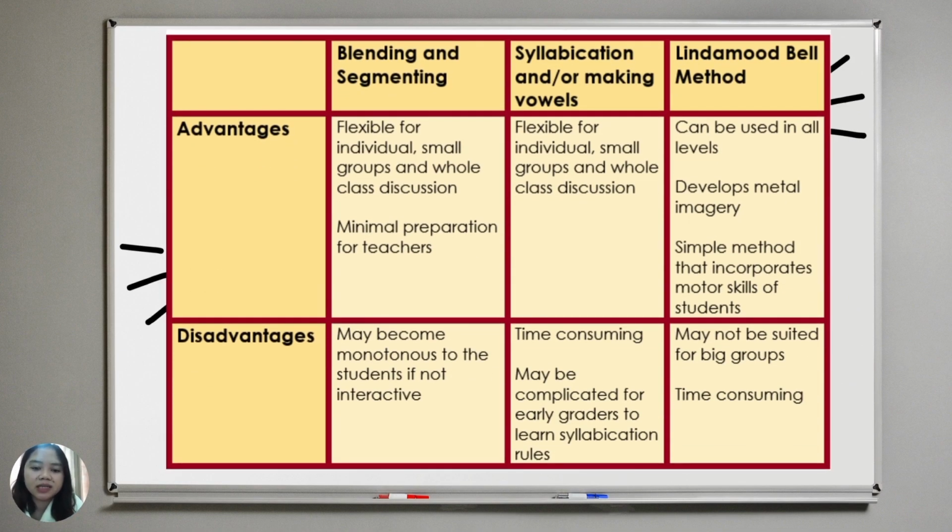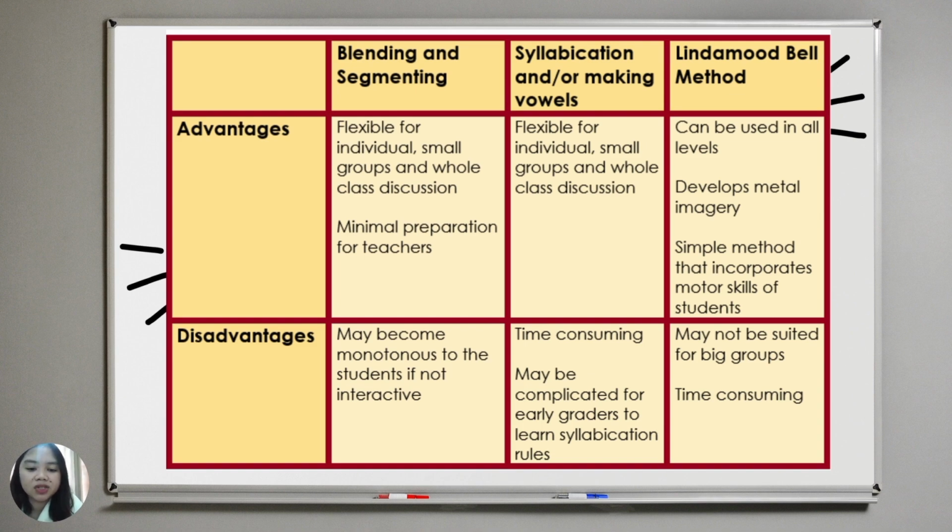For the advantages, blending and segmenting is flexible for individual, small groups, and whole class discussion, and there is minimal preparation needed for teachers. For the syllabication, it is also flexible for the same group of people, but the Lindamood-Bell method is only suitable for small groups. It can be used in all levels as long as they are having difficulty in reading, and it develops mental imagery. This is a simple method that incorporates motor skills of the students.